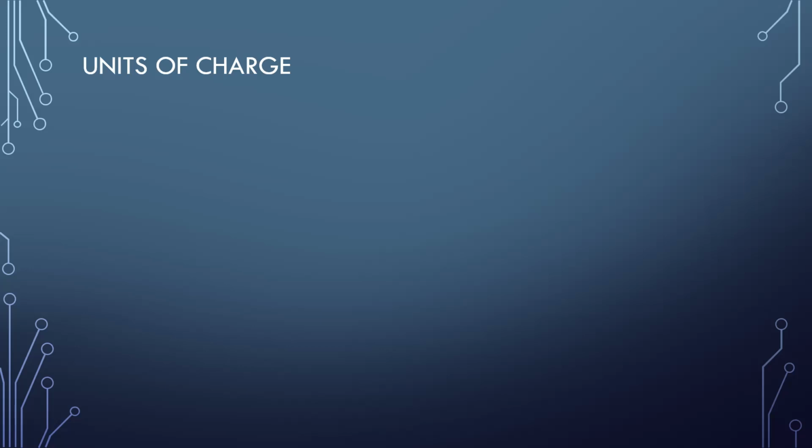Units of charge. Now the SI unit of charge is Coulomb. All of you know that the SI unit of charge is Coulomb, and we can write Coulomb by capital C.